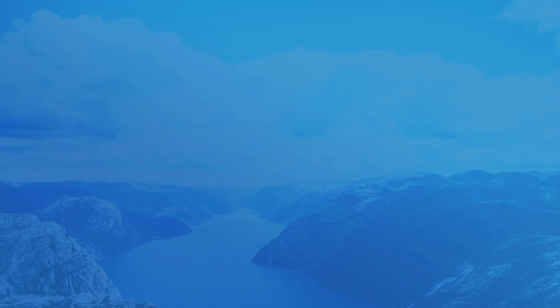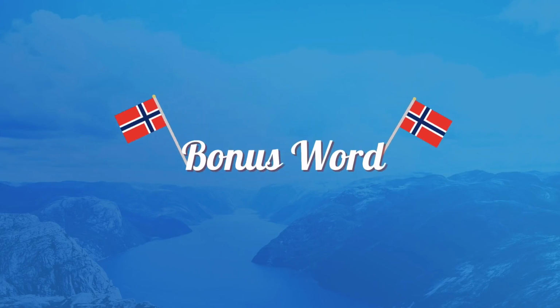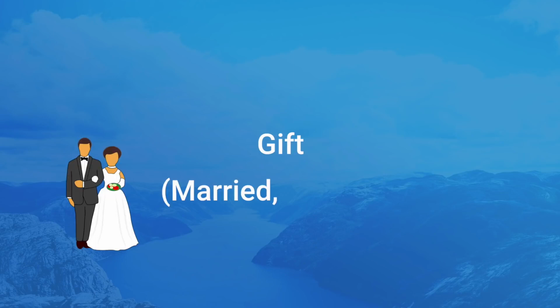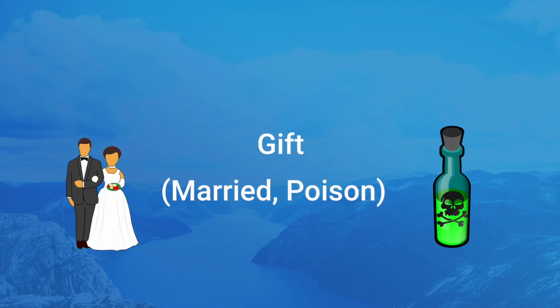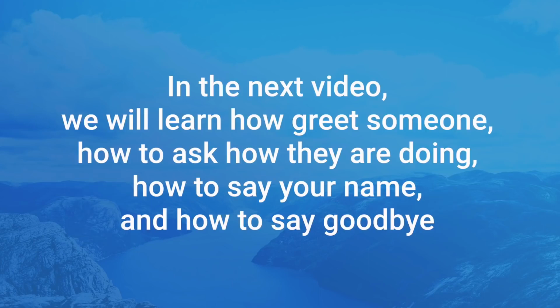Oh, what's this? It's a bonus word. And the word is gift. Gift. This is an example of the G sounding like a Norwegian J as the first letter of the word. Interestingly, this word has two meanings in Norwegian. It can mean married, or it can mean poison. A coincidence? Who knows?